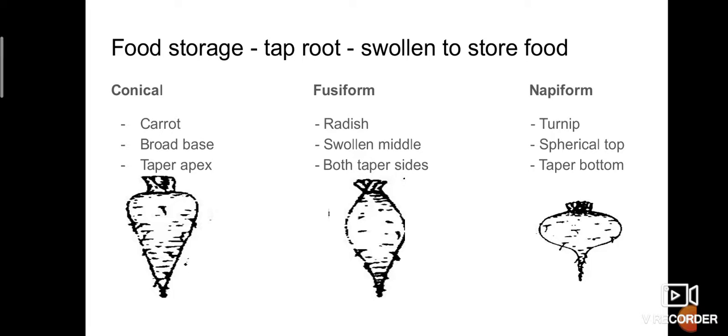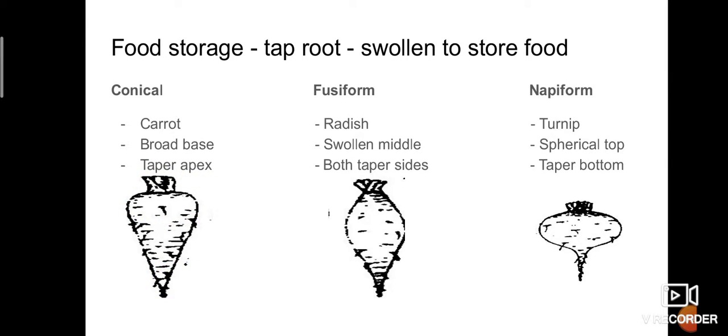If you choose the carrot, it is conical. See, the base is somewhat broad in size, and the tip, the bottom, has a tapered apex, that is a sharpened apex. So it looks like a cone, isn't it or not? So it comes under conical. The best example we can find of this conical shape is the carrot. They have a broad base and tapered apex.